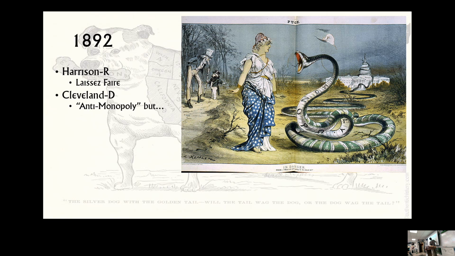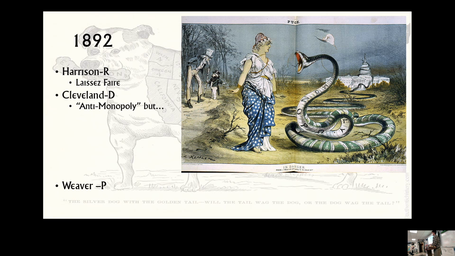So here's another cartoon from Puck Magazine. And I like this one because it has Uncle Sam and Lady Columbia. And is she going to stand up to the snake of monopoly with its tentacles around the Capitol? I think that's a pretty good cartoon. And then for reasons I can't explain, I put James Weaver of the Populist way down there.